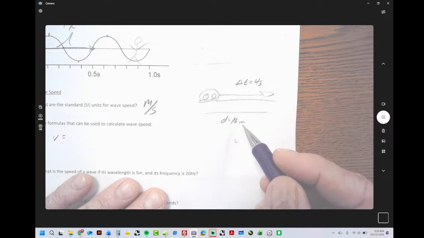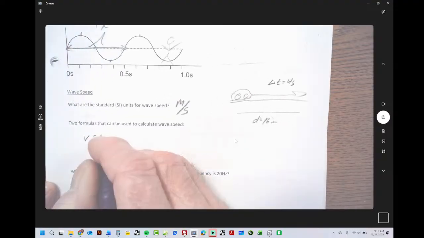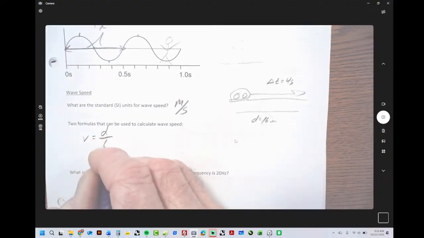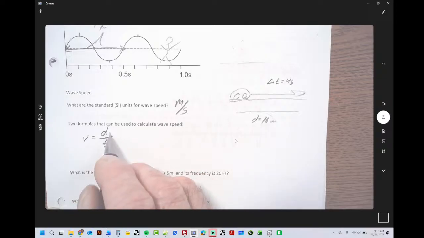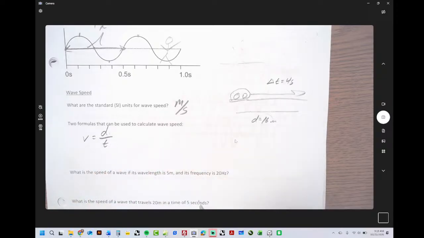So the formula for velocity would be what? How'd you get 4, Macy? Distance over time. So this is one formula. This is the formula we've been using all year, but sometimes I've written that as displacement, delta x over delta t. Remember that? But I'm just going to write it this way. You can be flexible.